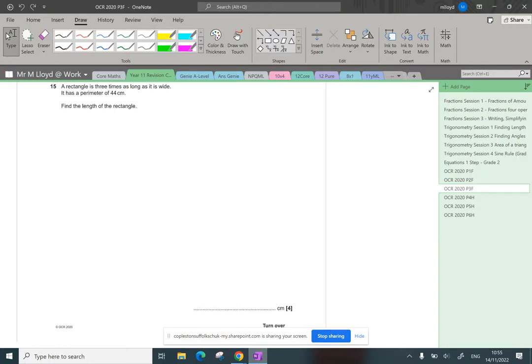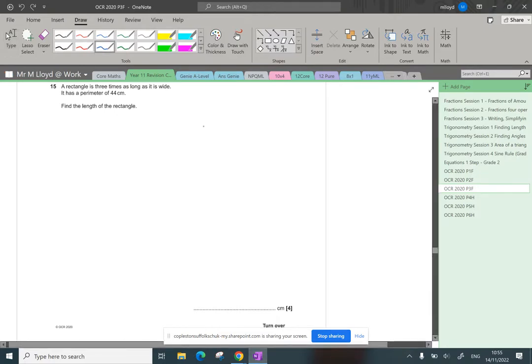So a rectangle is 3 times as long as it is wide. I've actually drawn that probably the wrong way. So I'll start off with going this way here, and we'll call that width x. And it's going to be 3 times as long, which makes it 3x. And then we've got 3x there, and we'll have an x there. Find the length of the rectangle.